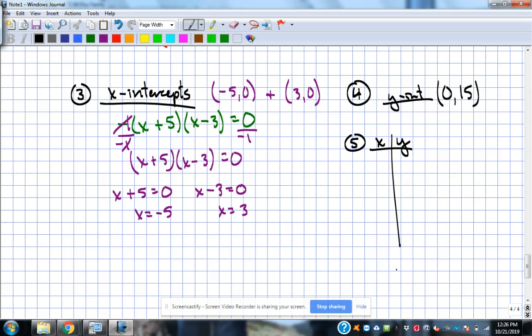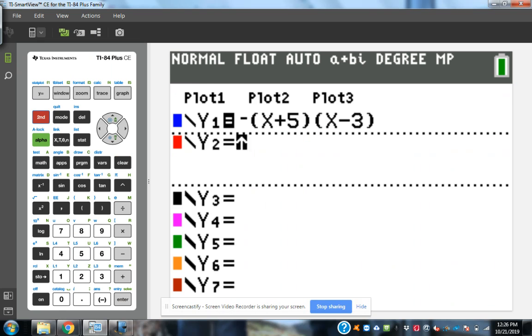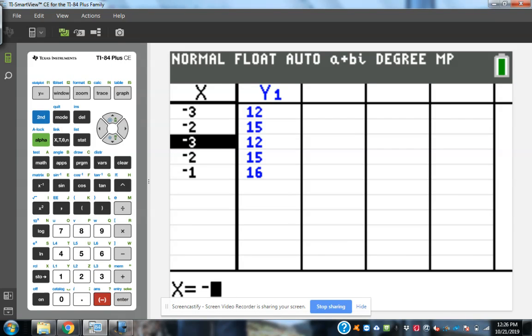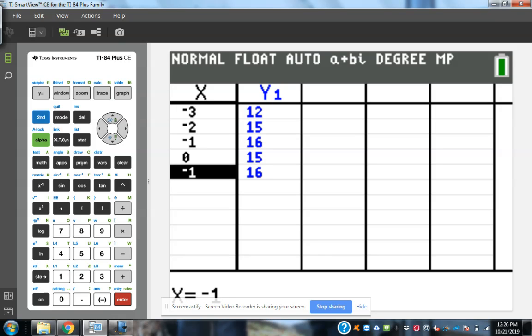What goes in the middle of the table? The vertex, which was -1, 16. And I'm going to pick two x values to the left: -2, -3. And to the right, 0 and 1. I'll go to my calculator, second graph, and I'm just going to type those in. -3, -2, -1, 0, 1 gives 12, 15, 16, 15, 12.